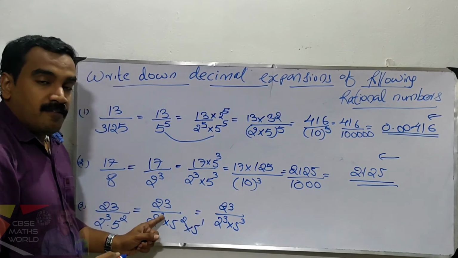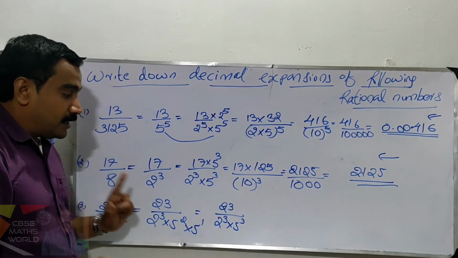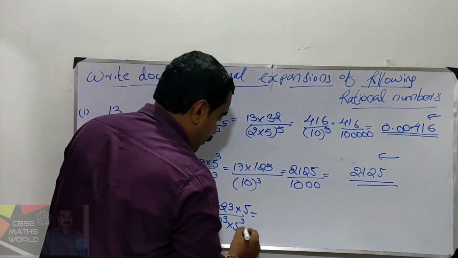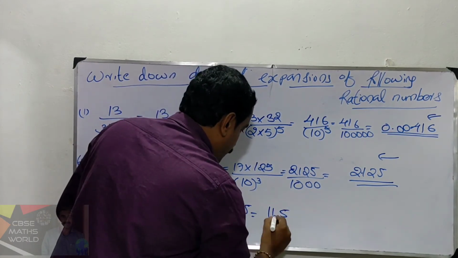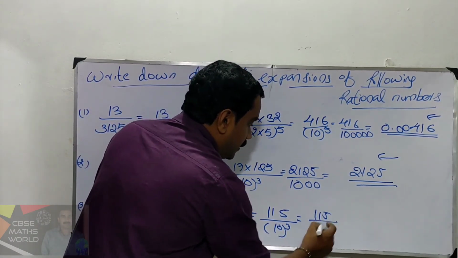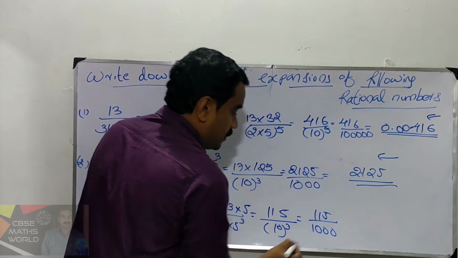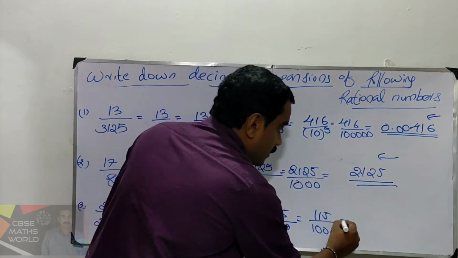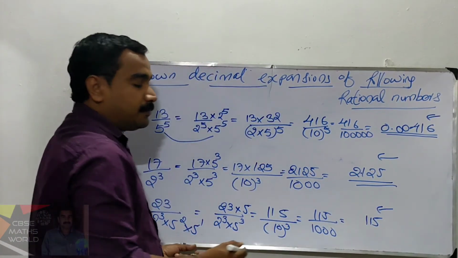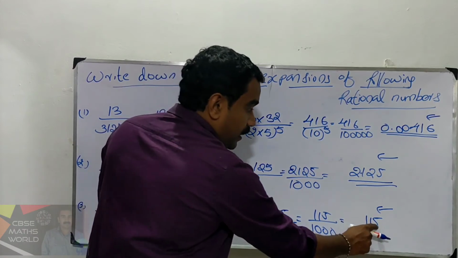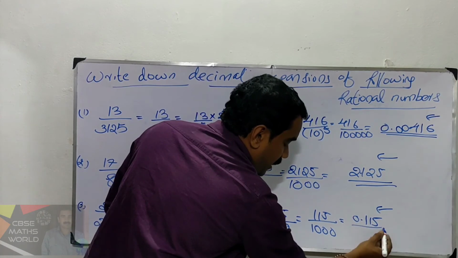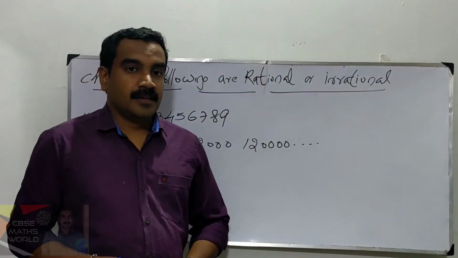So what did we multiply? We multiplied the denominator with 5 raised to 1, that is 5. So multiply the numerator also. That is 23 into 5. What is 23 into 5? 115 by 10 cube. So you can write 115 by 10 cube is 1 and how many 0s? 3 zeros. So where do we put the point? First write 115, then 3 zeros. So from here, after the third number, put a point. 1, 2, 3. We are putting the point here. So the answer is 0.115.